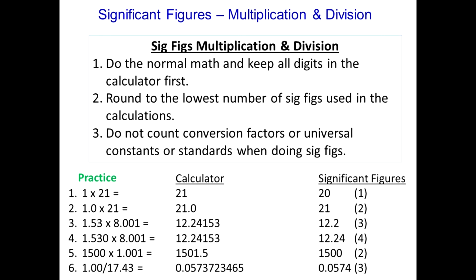Quite simply, when it comes to multiplication and division, you count the sig figs in the numbers you're using, and whichever is the least, that's the boss, you round to that. If the smallest sig figs in the numbers you're using is 2, then you round to 2. If the smallest is 3, you round to 3. If the smallest is 4, you round to 4. Everyone follow? That's all you do when it comes to multiplication.